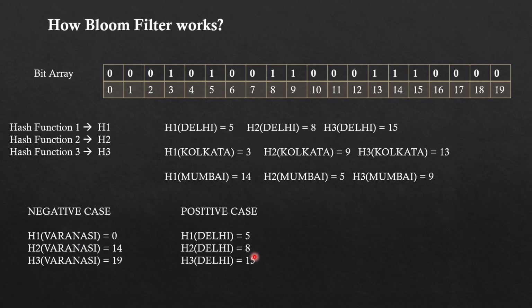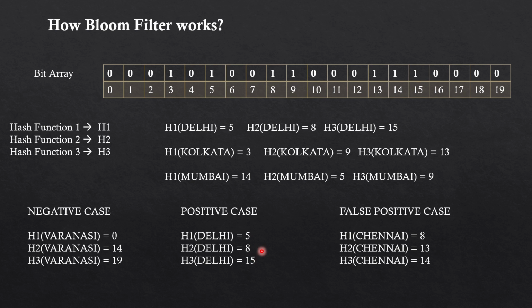Now let's take a third example, and this will clarify why we say that a Bloom filter never gives a false negative, but it can give a false positive. So let's take an example and say we have to find Chennai. Now we pass Chennai through hash functions h1, h2, h3 and we get the values 8, 13 and 14.